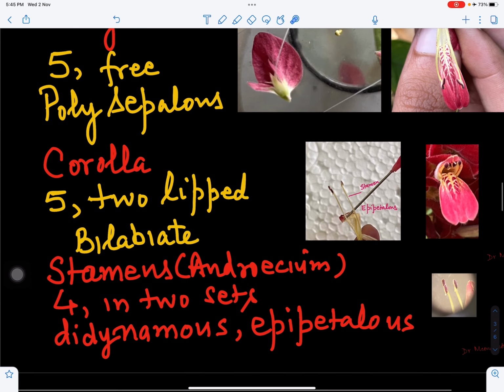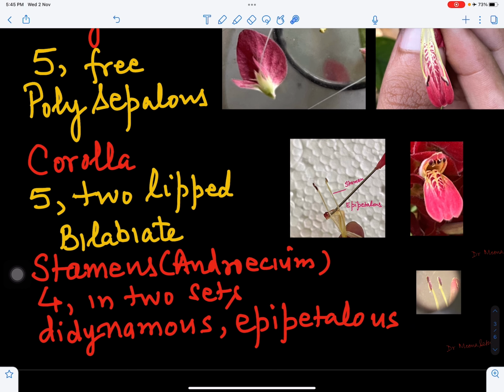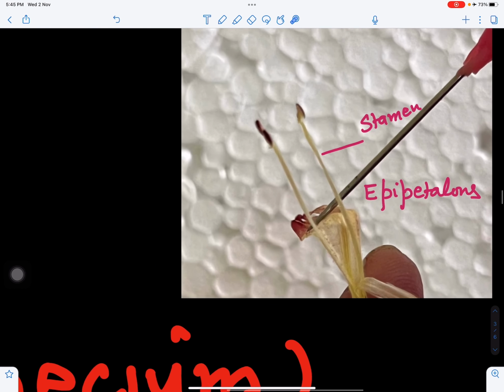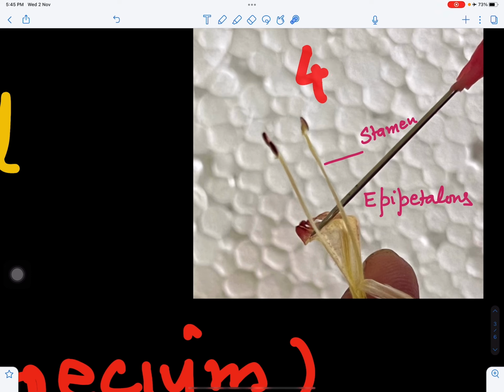So this is bilabiate. Now if we see its stamens, stamens are 4 in number and they are fused in groups of 2 each. So there are two groups of stamens. So this is called didynamous condition. And stamens are also attached with the petals. We can see in this figure. So this is called epipetalous. Stamens are attached and this part is the anther part.